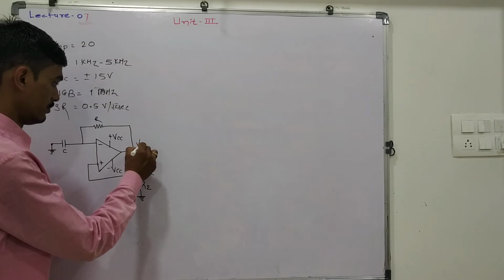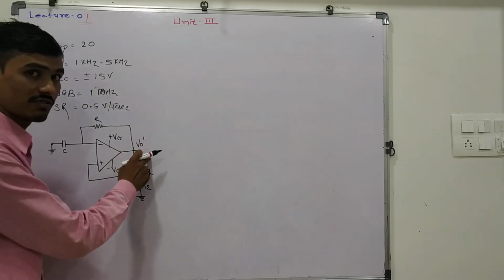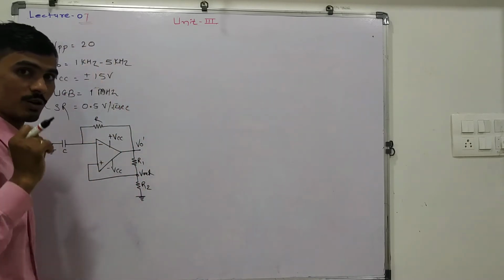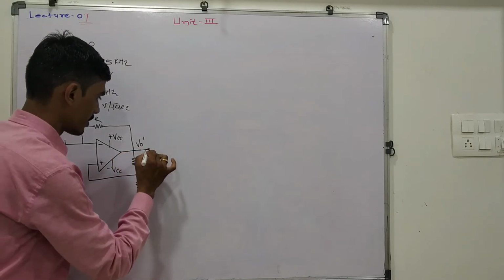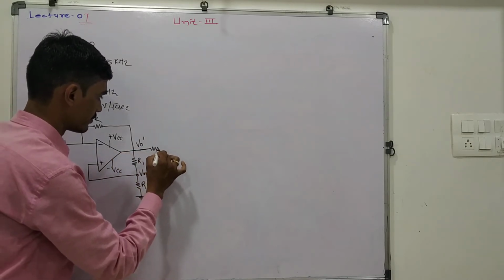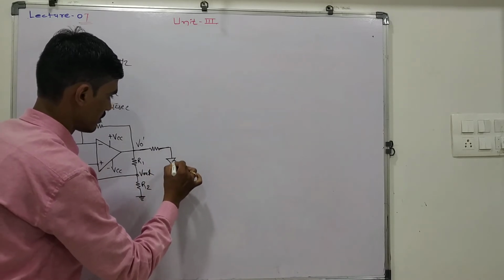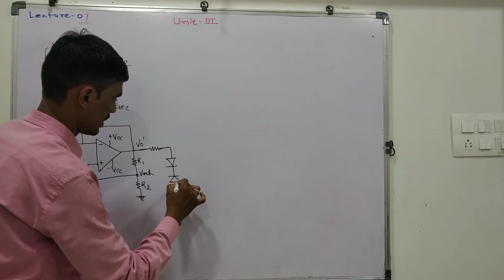So we just assume this is nothing but VO dash. So VO dash is equal to plus minus 14 volt, but we require VPP equal to plus minus 10 volt. That is the requirement. So some extra circuitry we have to connect here, that is a series resistance RS. Then we are using one Zener diode connected.